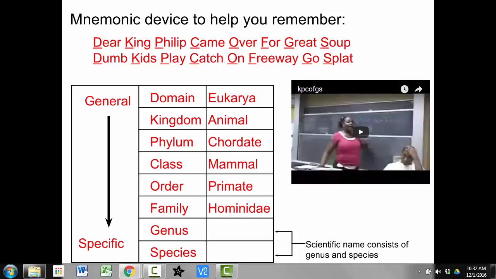The genus is Homo, and the species, sapiens. Homo means man, sapiens means knowing. Knowing man is what our scientific name means. Homo sapiens. And so, our scientific name is Homo sapiens, okay? Because you get a scientific name by combining the genus with the species.